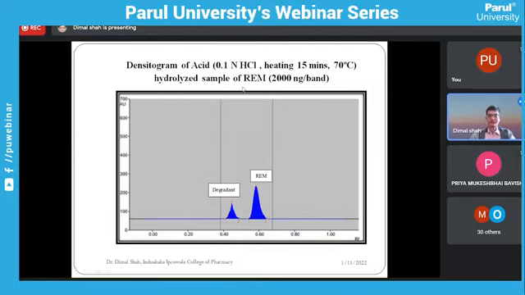Similarly, for the same drug, we started with an acid. This drug was highly stable in acid. There was no issue with acid. When we heated for 15 minutes at 70 degrees Celsius, the drug was intact with a little quantity of degradant. Okay. So the drug was susceptible to base even at room temperature, but it was quite stable in acid when it was heated also. Fine.